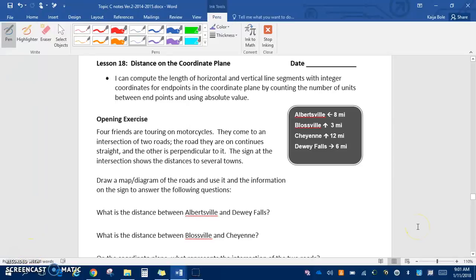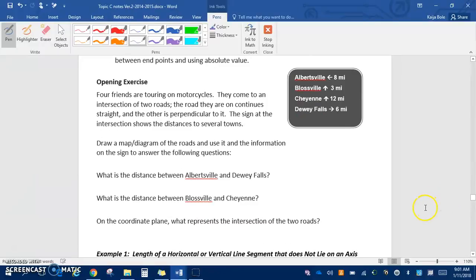Okay, so here we are on lesson 18, distance on the coordinate plane. So we're going to talk about distance, and we're going to start with this first example here, and it's talking about distances between cities. It says 4 friends are touring on motorcycles. They come to an intersection of 2 roads. The road they are on continues straight and the other is perpendicular to it. The sign at the intersection shows the distances to several towns.